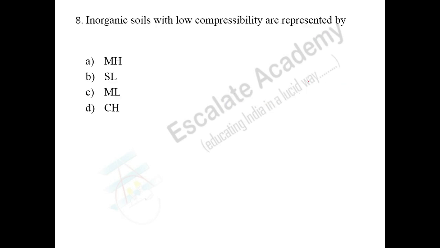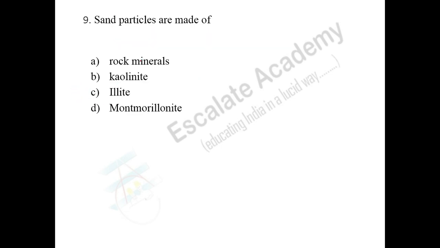Then inorganic soils with low compressibility are represented by L. So L is there also and here also. And inorganic soil, inorganic means what? Silt. So silt is represented by symbol M. So low compressibility is represented by L and inorganic is represented by M. So the symbol will be M, L. So the answer is C.